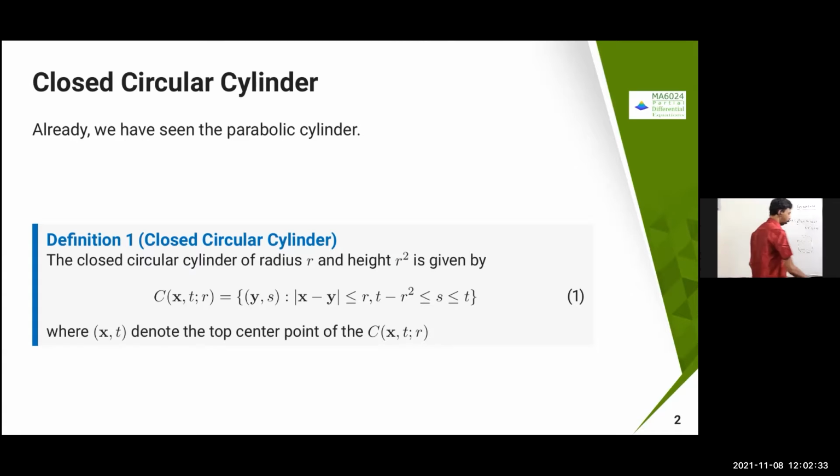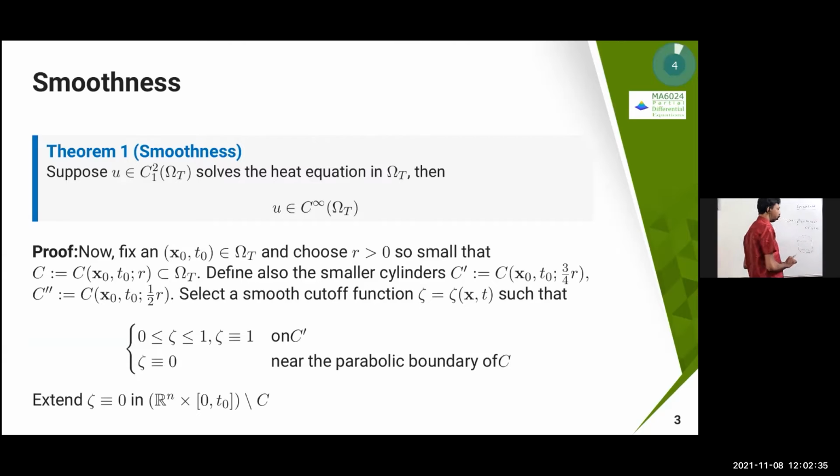Now, using this, we are going to prove something called smoothness. Suppose u belongs to C^{1}_{2}(Omega_T), and that solves the heat equation in Omega_T. Then we are going to claim that u belongs to C infinity of Omega_T. Almost a similar kind of proof we have seen for the Laplace equation. Again, we are going to repeat similar things over here.